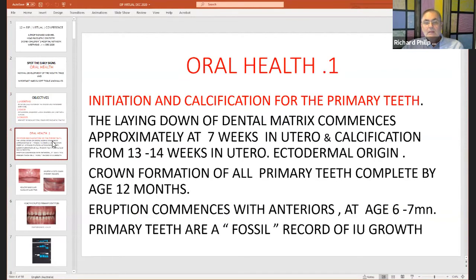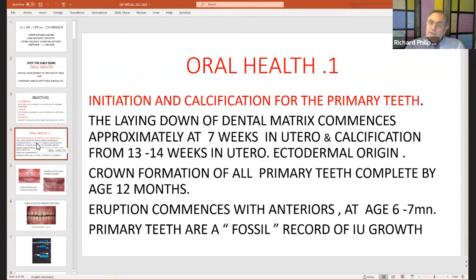So the laying down of dental matrix occurs approximately 7 weeks in utero. The calcification of the primary teeth, which is quite a different process, is 13 to 14 weeks in utero. And remember, the dentition is primarily ectodermal in origin. Now, the crown formation of all primary teeth is complete by age 12 months.